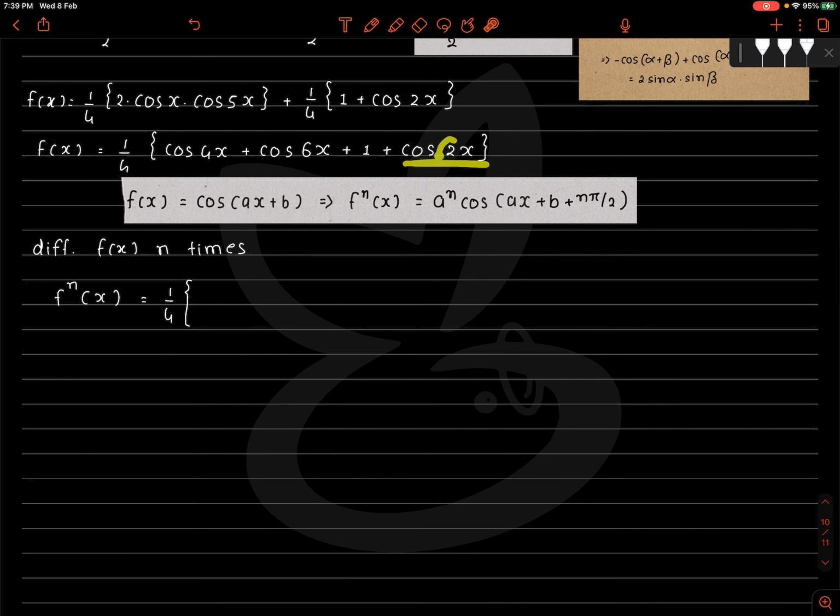For cos 2x the value of a is 2, for cos 4x the value of a is 4, for cos 6x the value of a is 6, and we can see here b is 0. We can directly write the nth derivative of all of these functions. 2 raised to n into cos of 2x plus n pi by 2, plus 4 raised to n into cos of 4x plus n pi by 2, plus 6 raised to n into cos of 6x plus n pi by 2.